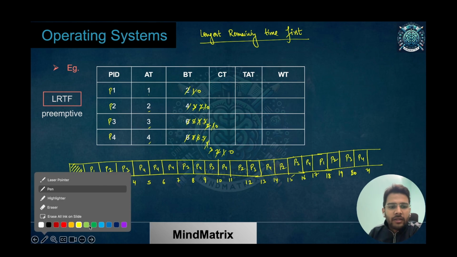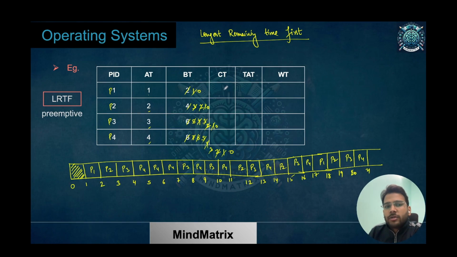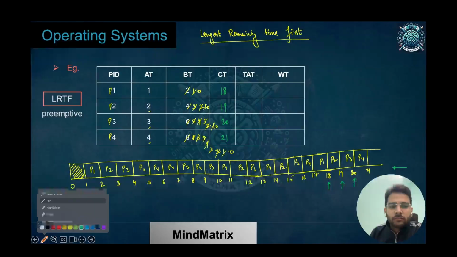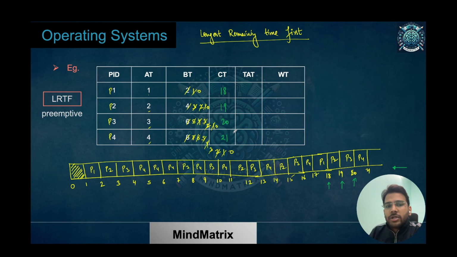Now we can write the completion time of all the processes, as it is preemptive in nature. Always keep in mind, for preemptive CPU scheduling algorithms, always start from the right-hand side and go from right to left in order to find the correct completion time, because you may miss out if you go from left to right. So for P1 it is 18, so we write 18 as the completion time for P1. For P2 it is 19, for P3 it is 20, and for P4 it is 21. Clear? So this is the completion time of all these processes.